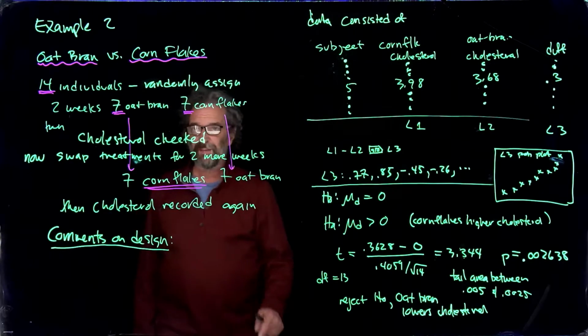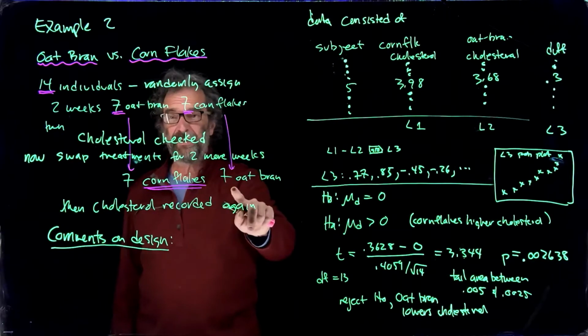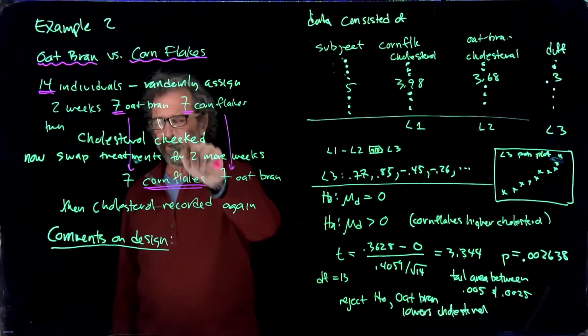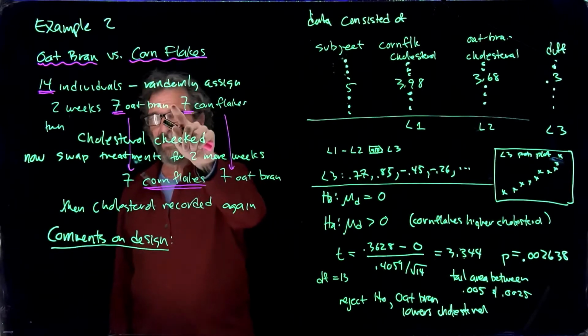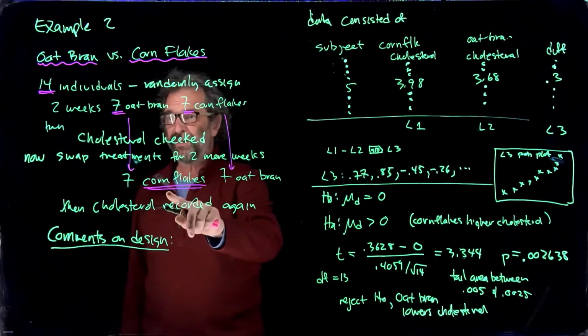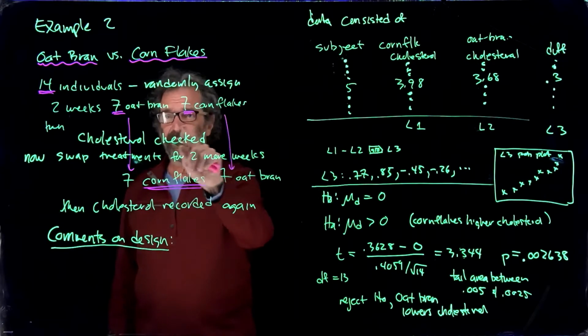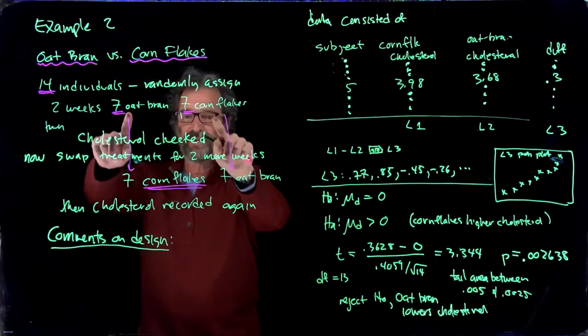We didn't just say put everyone in oat. We wouldn't want to do that. Put everyone oat bran first and everybody. Well, we might think about that. So oat bran for everyone, then cornflakes for everyone. Maybe the cholesterol goes down over the course of the experiment because they know it's being measured and they eat more carefully. So randomly just take 7 of them, put them on oat bran, 7 of them put on cornflakes, then follow them forward and swap it.